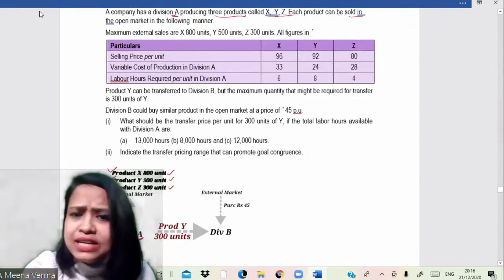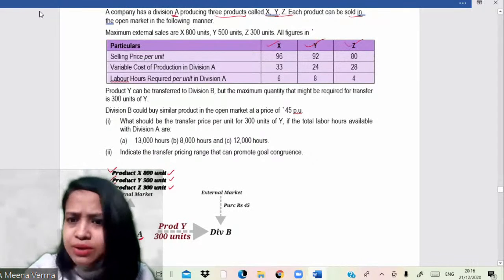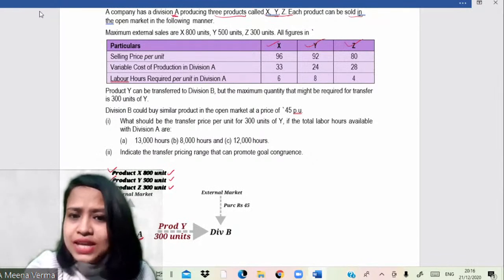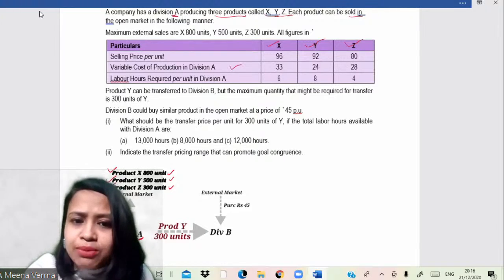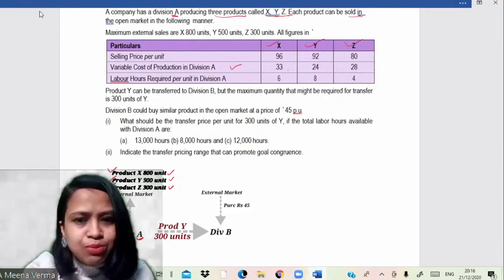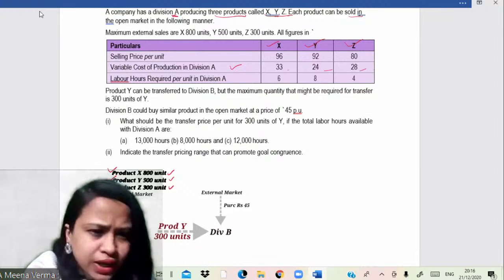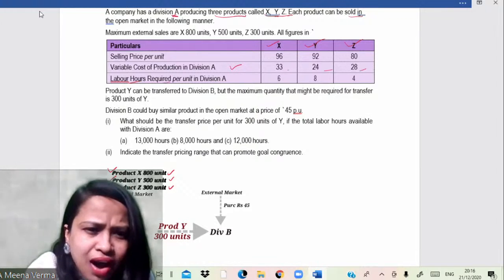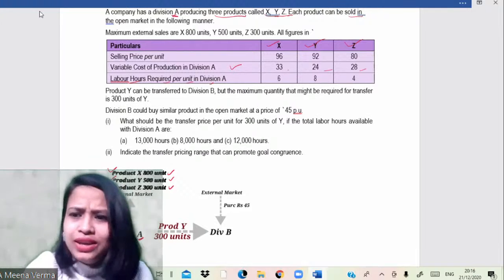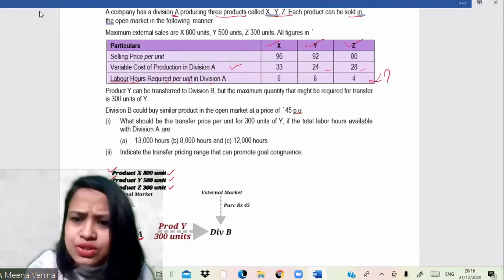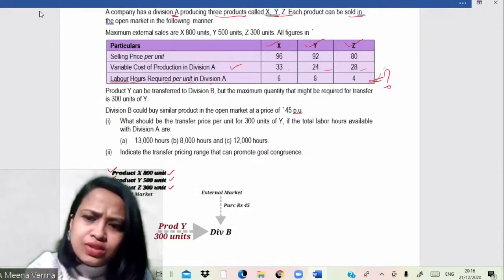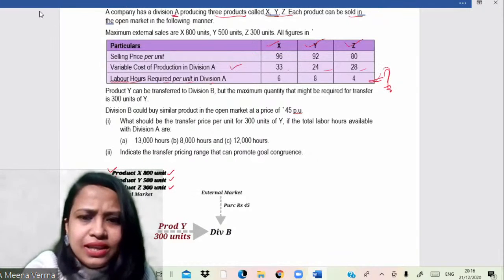Then they have the selling price per unit for product X, product Y, and product Z. Then they have the variable cost for product X, product Y, and product Z. And what else do they have? They have the labor hours required per unit. Okay, they have given this. I don't know what the use of this is. Let us see what the use of this point is. We will see this later on.